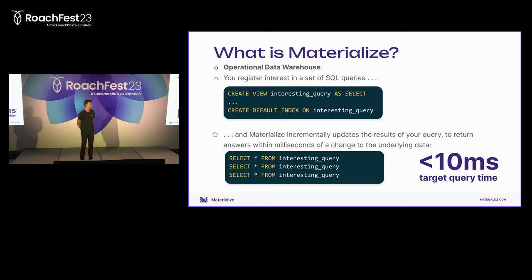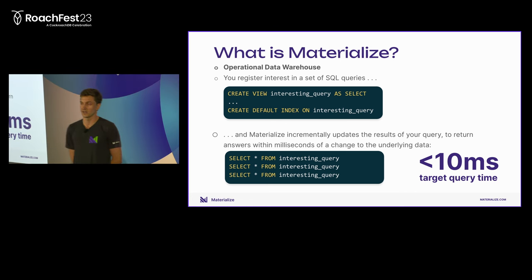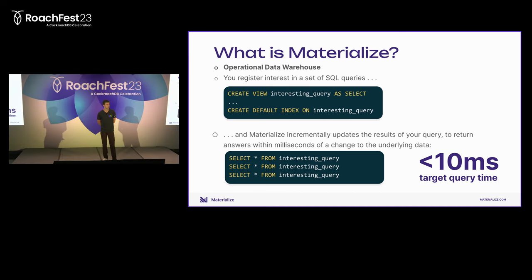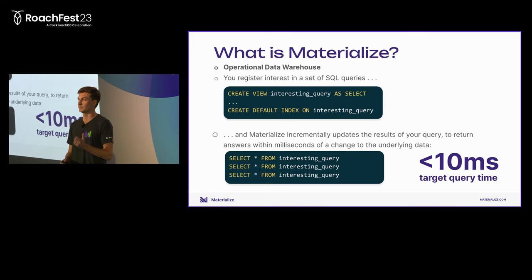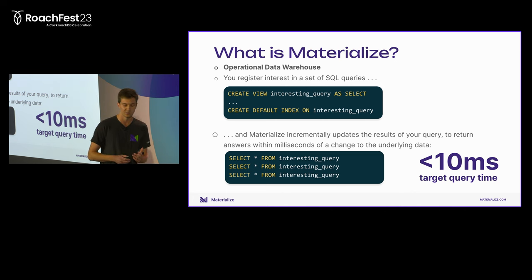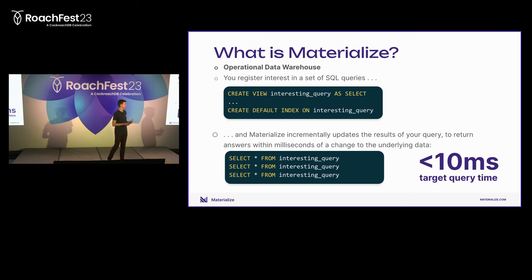First, what is Materialize? Well, Materialize is an operational data warehouse. The idea is you register interest, if you will, in some SQL queries by creating views. And these views can be arbitrarily complex. They can contain as many joins as you want, as arbitrary computations. Then the neat thing, our core value prop, is you can create an index on that view. And as data comes in, whether it's being streamed in from Kafka, or whether it's table inserts, we will incrementally update the result of that view. So any reads to it, we're targeting sub 10 milliseconds for query time. In SQL speak, what we provide are incrementally maintained materialized views.